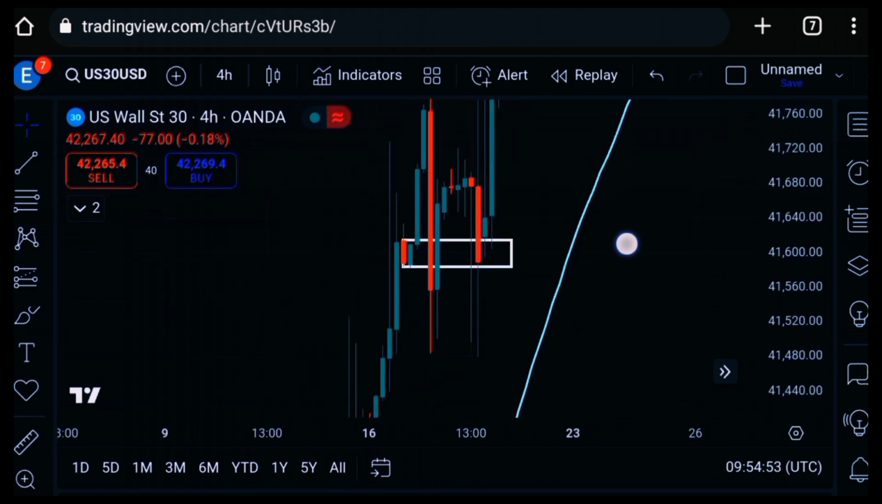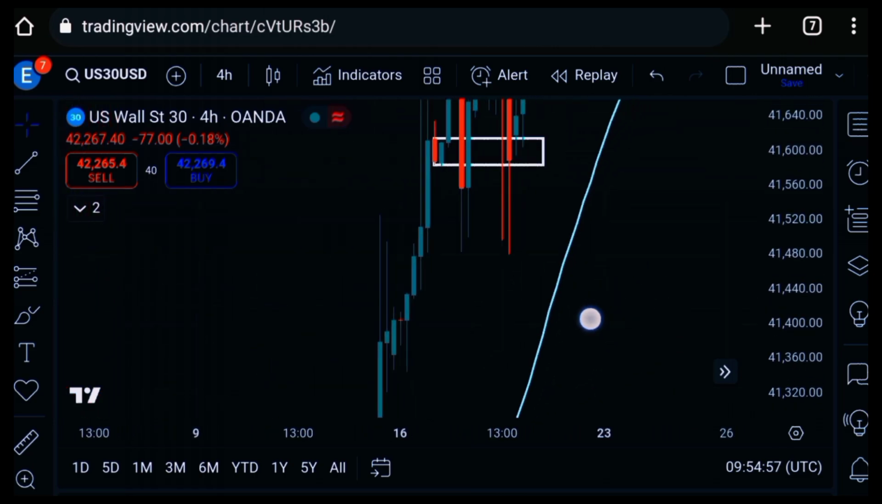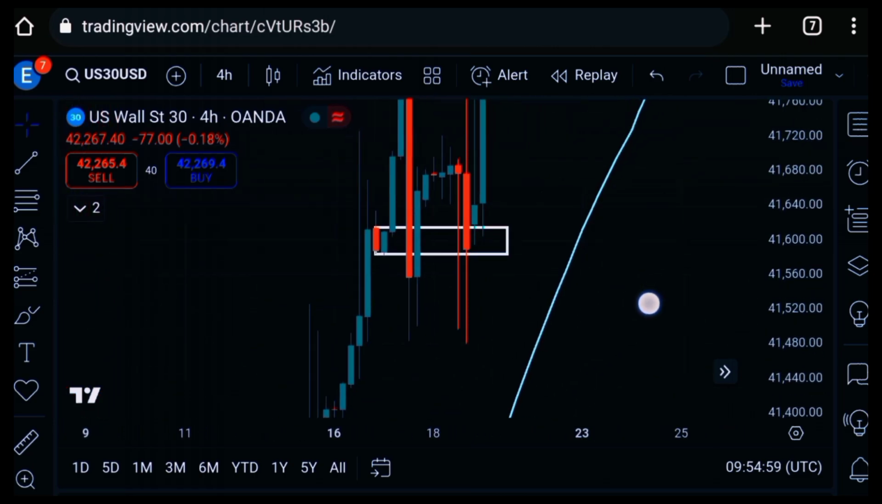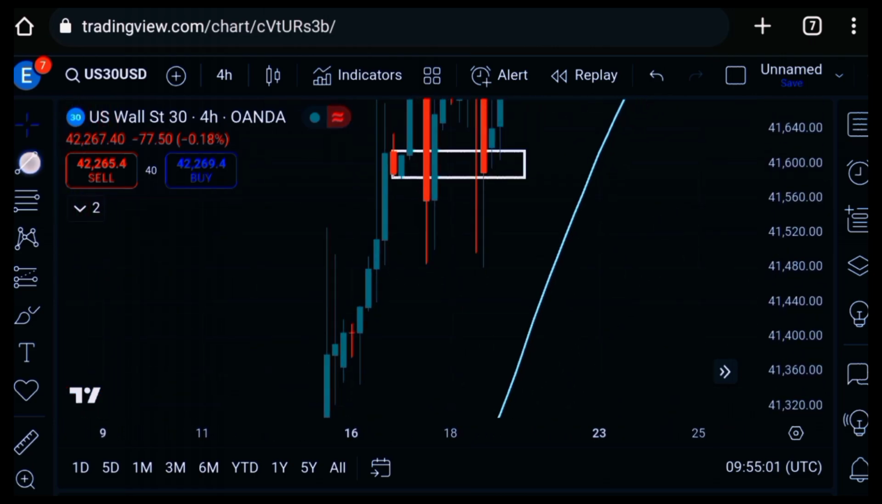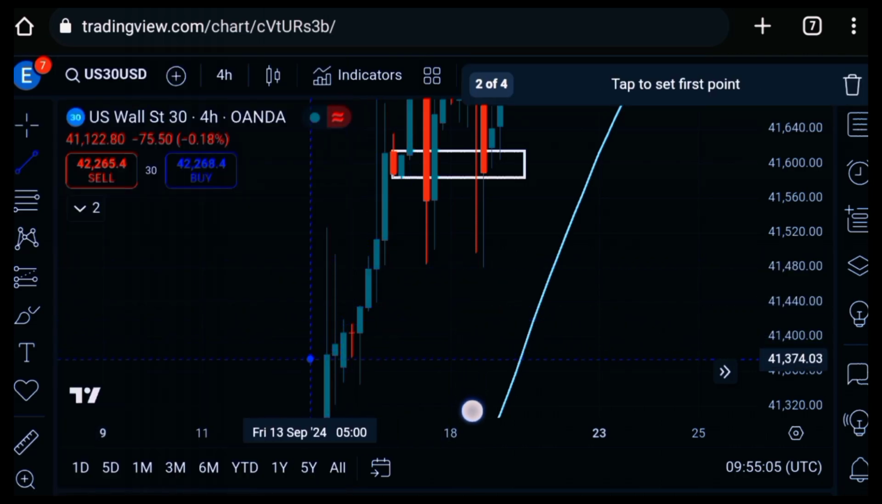since US30 is very volatile, so that you won't get stopped out? Now we see that this market has been on a bullish trend. It has been going up from here. It has been going up. We have structure here. Now this is when you start counting your structure.